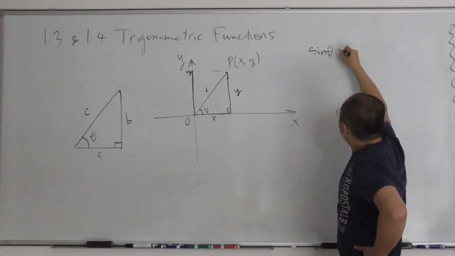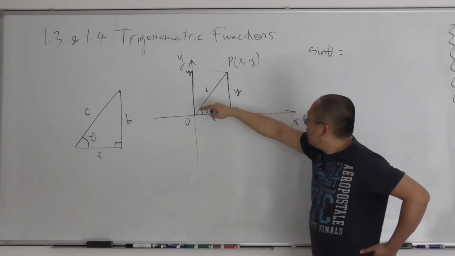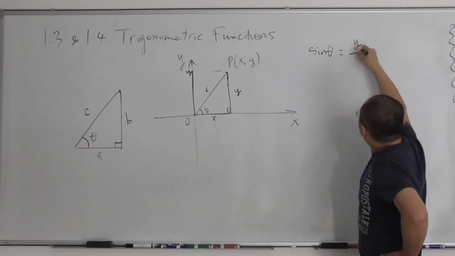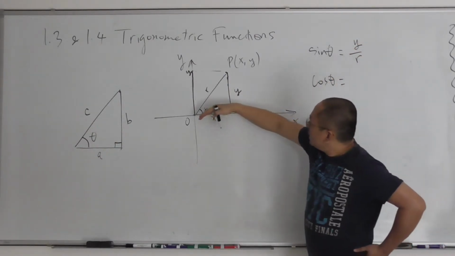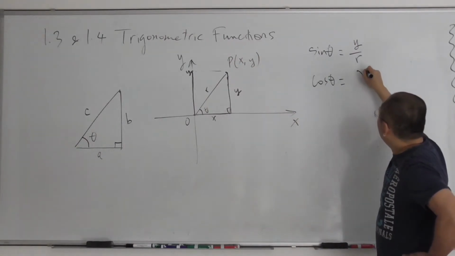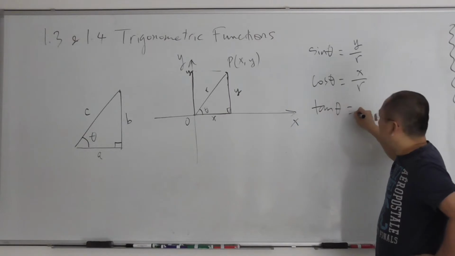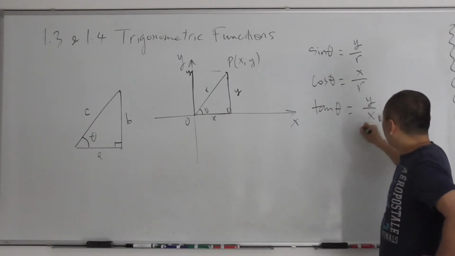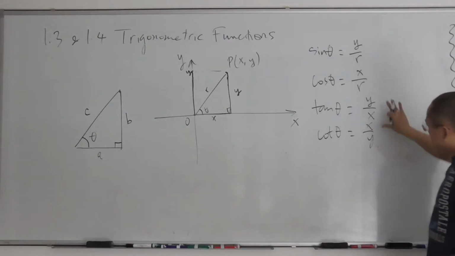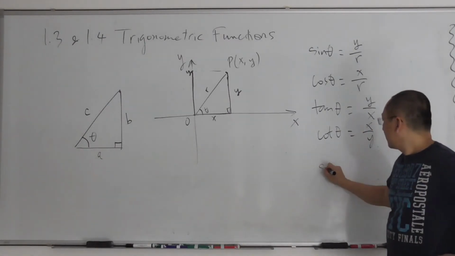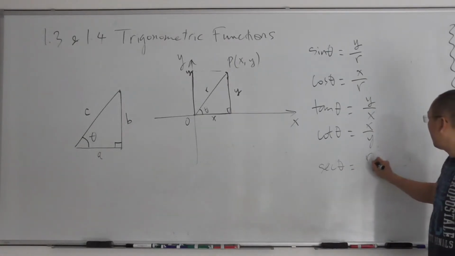Sine of theta can be calculated as follows. Sine is opposite over hypotenuse, so y over r. Cosine of theta is adjacent over hypotenuse, which is x over r. The same thing, tangent of theta is y over x. Cotangent of theta is x over y, the reciprocal. And then secant of theta, the reciprocal of cosine, is r over x.